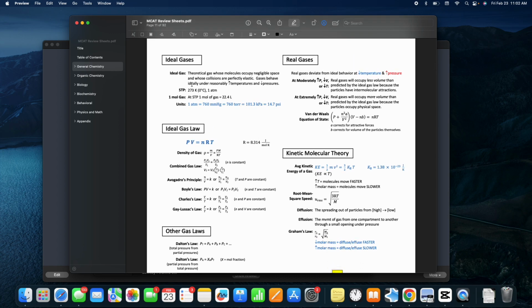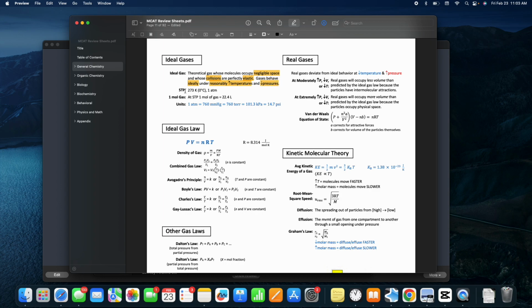So we have an ideal gas, which is the theoretical gas whose molecules occupy a negligible space and whose collisions are perfectly elastic. So collisions are elastic and occupy negligible space. Gases behave ideally under reasonably high temperatures and low pressures.